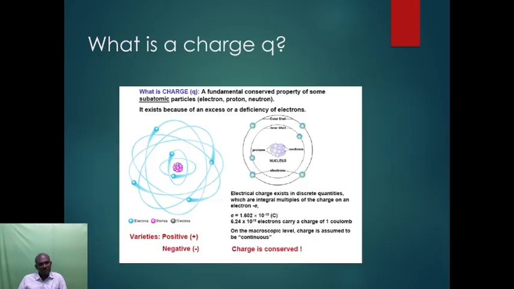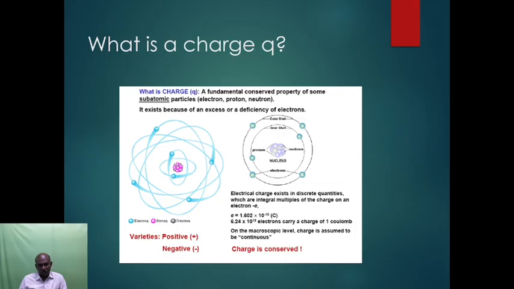So what is charge? A fundamental conserved property of some subatomic particles like electron, proton and neutron. The atom is an infinitesimal particle. In the atom, we have three types of subatomic particles: electron, proton and neutron. They are considered as charges. Electron is negatively charged, proton positively charged, and neutron chargeless or neutral. The charge of an electron is 1.602 × 10^-19 coulombs. That means to constitute 1 coulomb of charge, we need 6.24 × 10^18 electrons.